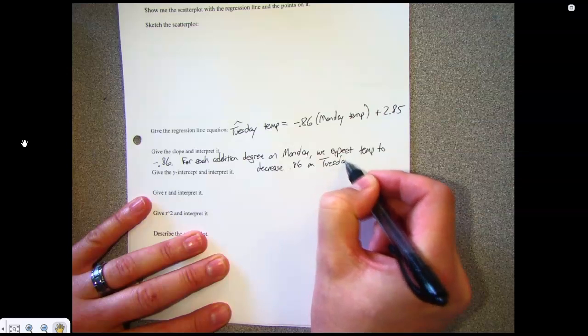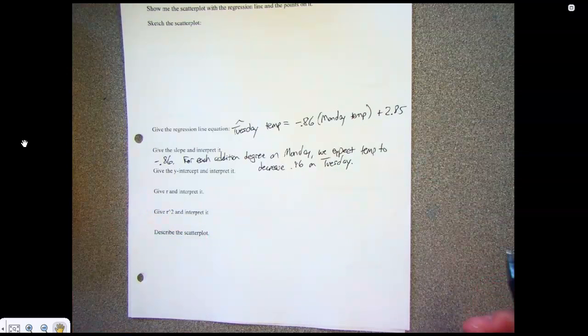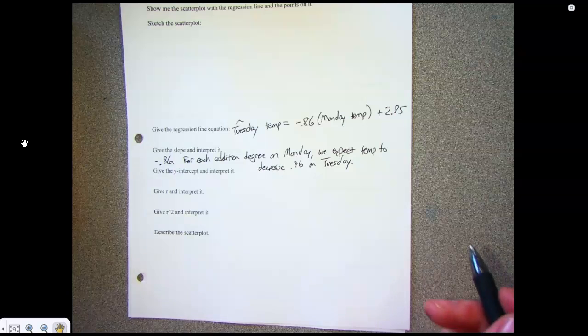This is a negative slope, right? So your temperature is going to decrease. The last two were both increase. This will decrease with negative.